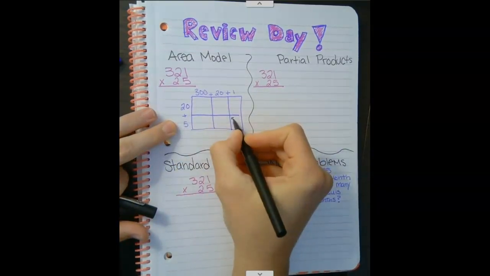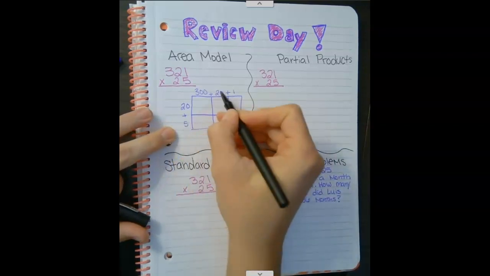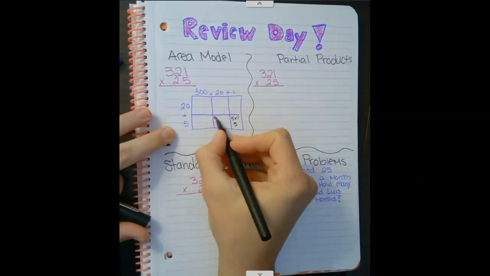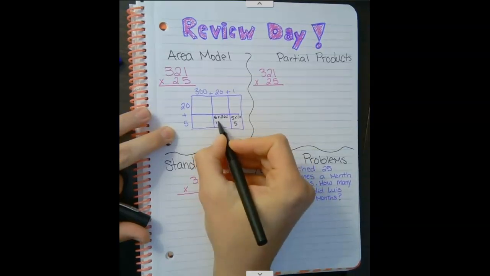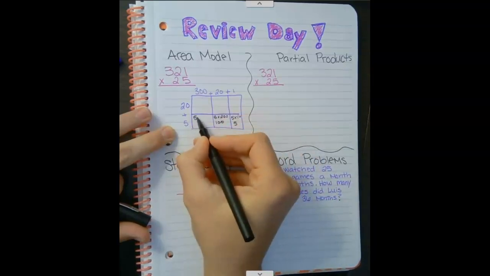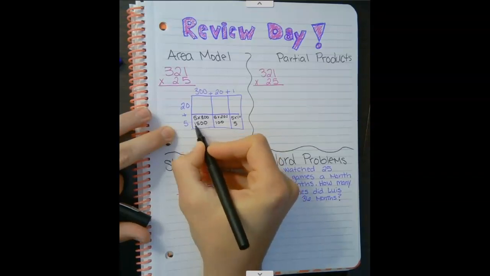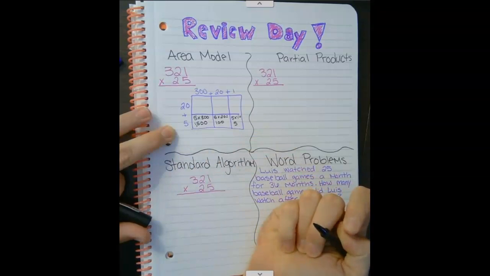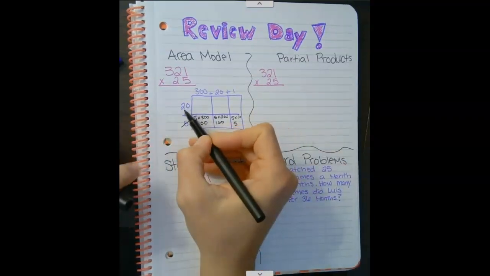So this is 5 times 1, which is 5. Distribute the 5 to the 20. 5 times 20, which equals 100. And then 5 times 300. I know 5 times 3 is 15. And then I will place my 2 zeros, so 1,500. Now I'm done with my 5, I get to start multiplying by my 20.